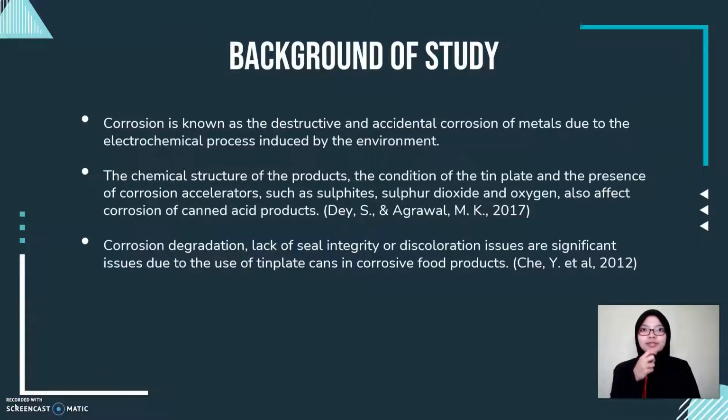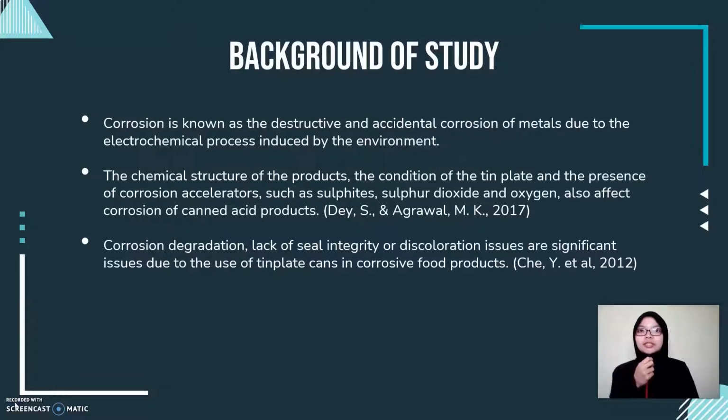Any interaction between the element of canned food and the material of the can affects the conservation of canned citrus juice. The chemical structure of the products, the condition of the tin plate, and the presence of corrosion accelerators such as sulfides, sulfur dioxide, and oxygen also affect corrosion of canned acid products.